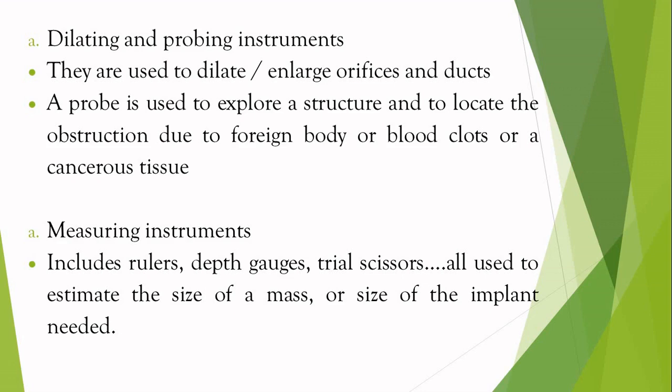A probe is used to explore a structure and to locate an obstruction due to a foreign body, a blood clot, or some cancerous tissue. Measuring instruments include rulers, depth gauges, and trocars. All are used to estimate the size of a mass or the size of the implant needed.